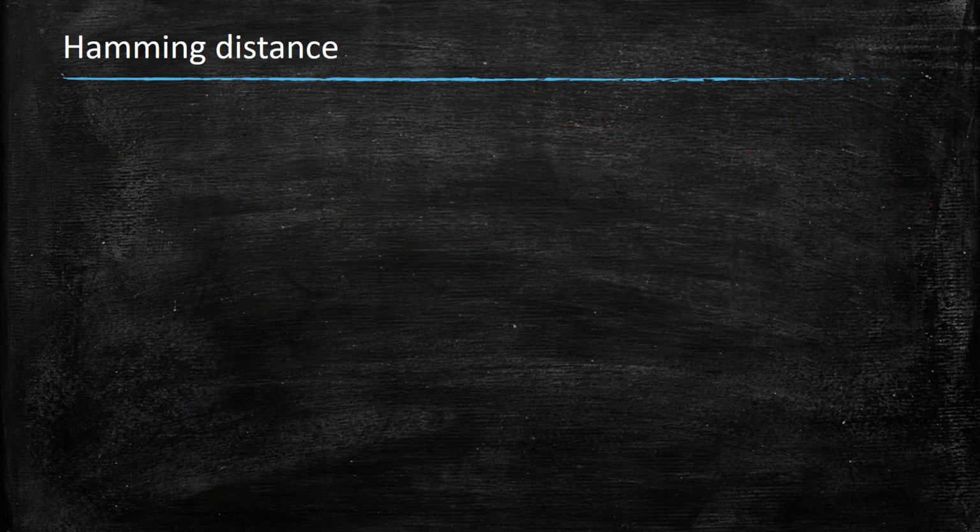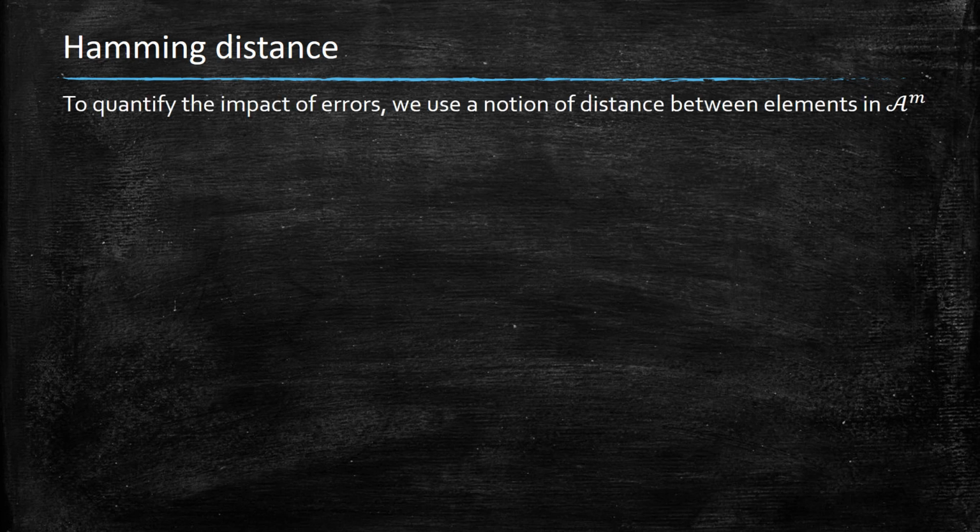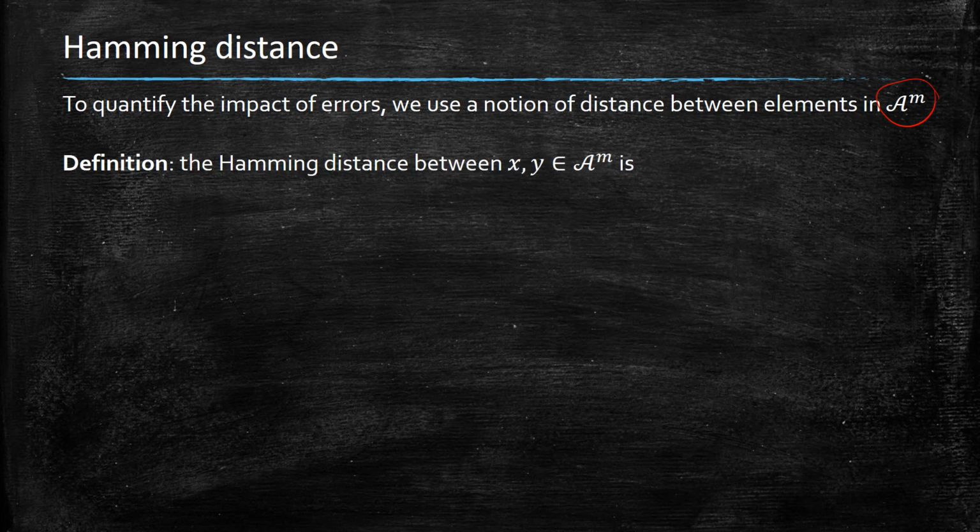So before we talk about detecting and correcting errors, we need to have some form of distance between elements that are words on the alphabet where the code lives. Basically, we need to quantify the impact of errors, and to do that, we have to see the errors that occur during transmission as drifting from one code word to some element in A to the M in a way that we should be able to quantify. Okay, so the Hamming distance, of course, is not just defined between code words, but really between words on the alphabet A, and the distance is simply the number of indices where the two words differ.